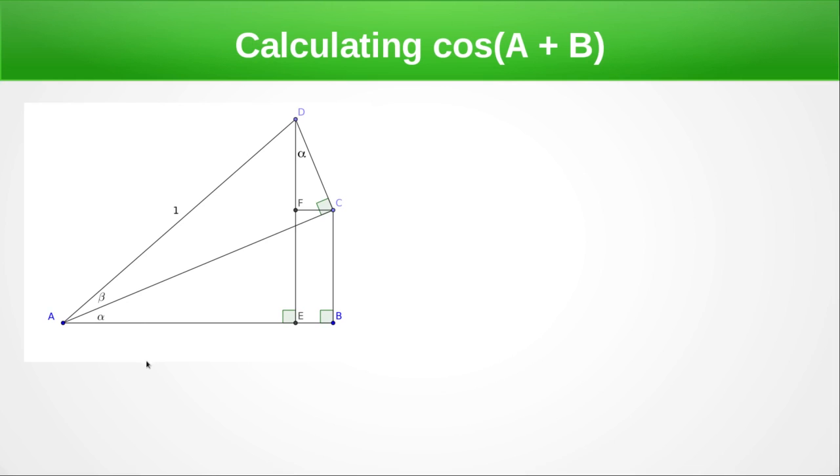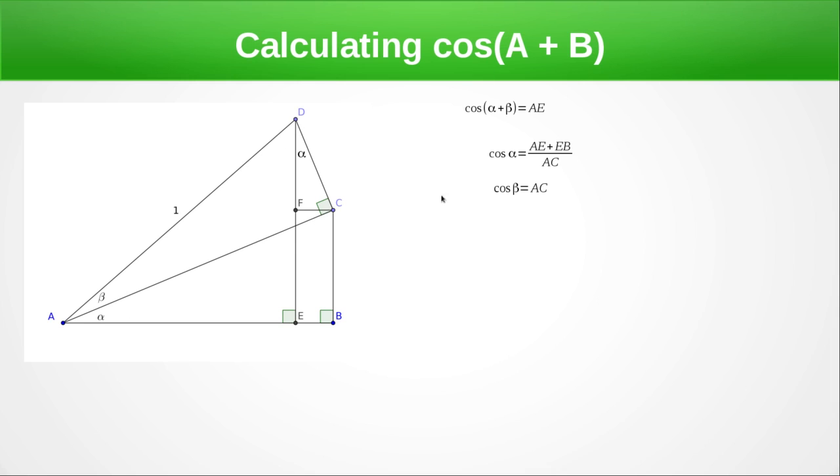Okay, so let's derive the formula for cos of A plus B, or in this case here, cos of alpha plus beta. Well, cos of alpha plus beta is going to be the adjacent over the hypotenuse, AE over 1. So we want cos alpha, so cos alpha is going to be the adjacent, AE plus EB, over the hypotenuse, which is going to be AC. Cos beta from this diagram is going to be the adjacent AC over 1.